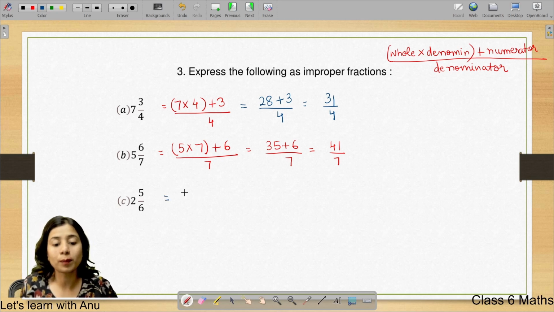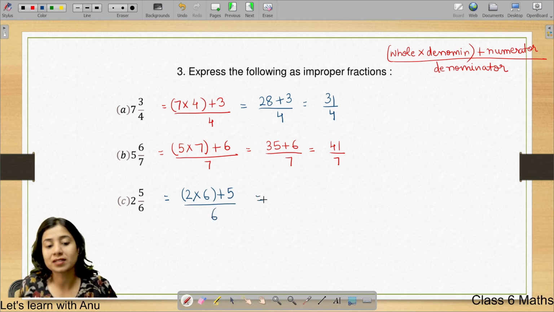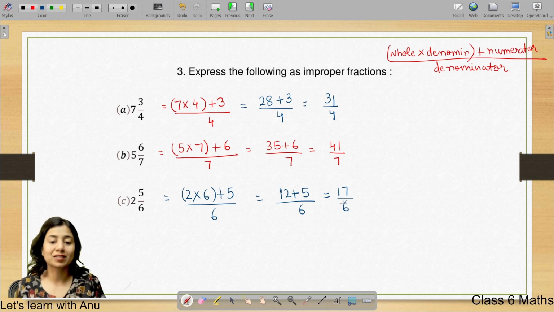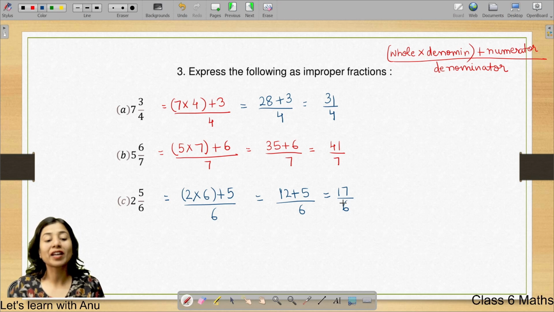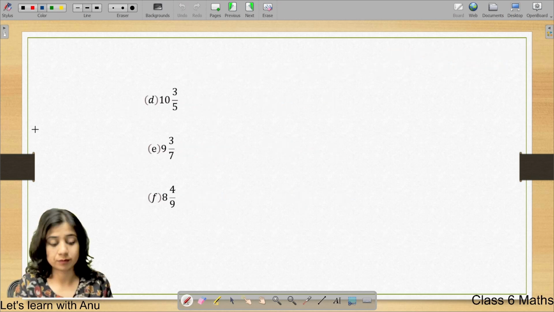So here the whole number is 2 multiplied with the denominator 6. Then to this product we're going to add the numerator 5. Denominator remains the same. 2 times 6 is 12 plus 5 upon 6. 12 plus 5 gives us 17 by 6. So in this way we have converted all the mixed fractions into improper fractions in which the numerator is greater than the denominator.